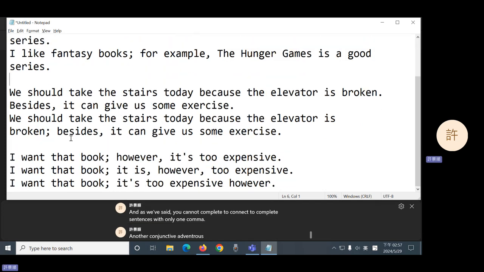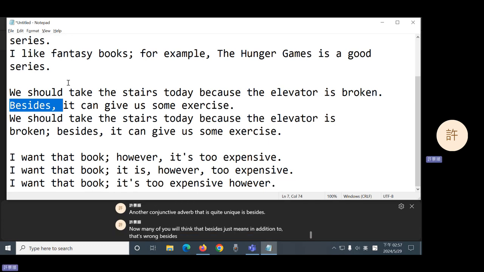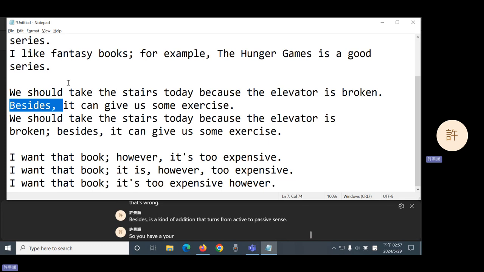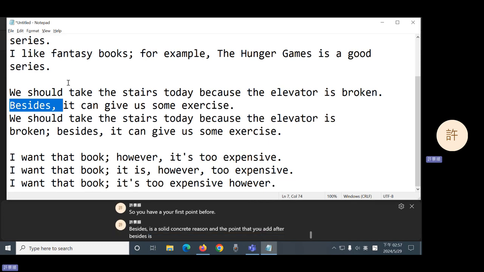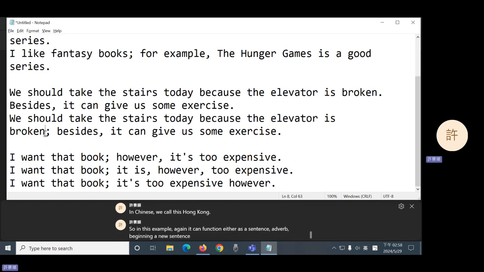Another conjunctive adverb that is quite unique is "besides." Now, many of you will think that besides just means "in addition to." That's wrong. Besides is a kind of addition that turns from active to passive sense. So the first point before besides is a solid, concrete reason, and the point that you add after besides is a secondary, less important reason. In Chinese, we call this 何况. So in this example, again, it can function either as a sentence adverb beginning a new sentence, or as a conjunctive adverb with a semicolon.